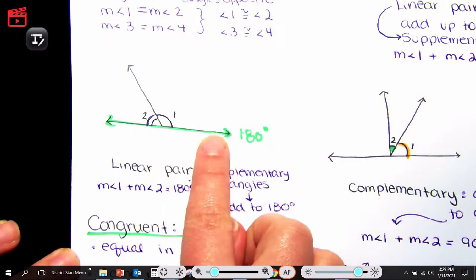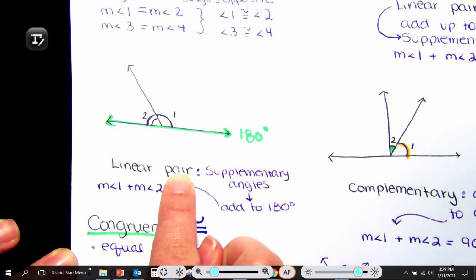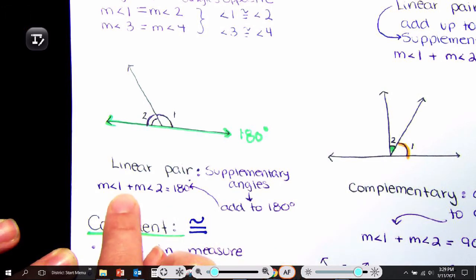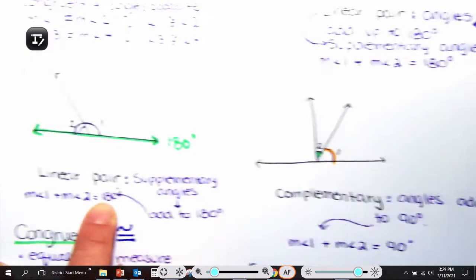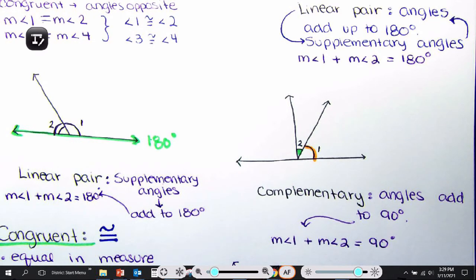What do we have here? We have another line. What do we have? Linear pair. What does that mean? Supplementary angles. What does that mean? That means angles that add up equal to 180 degrees. What do we have here? We have a complementary angle.